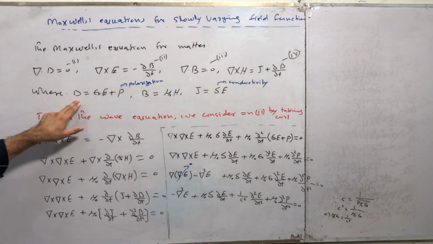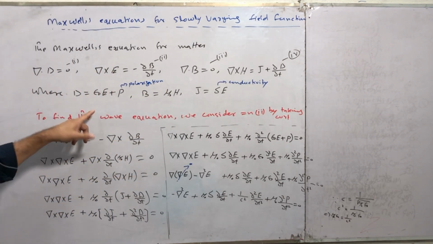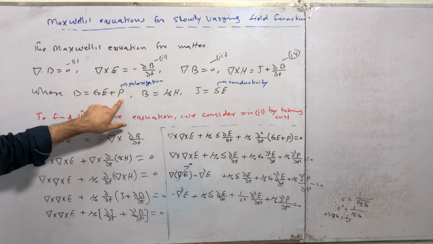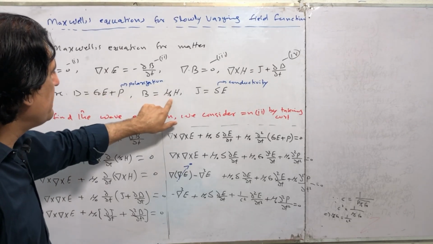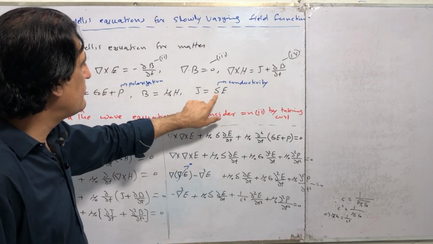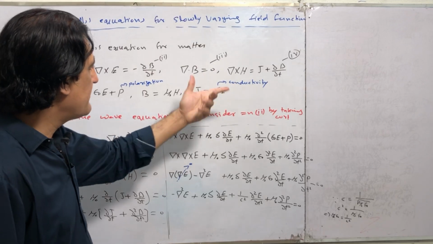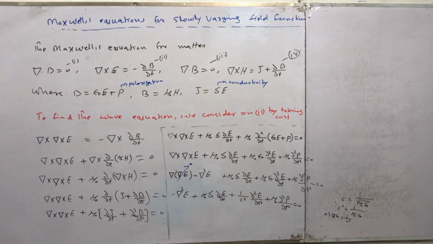And further, D, we know this is the displacement vector, is epsilon E plus P, the polarization. B is equal to mu naught H, and J is equal to sigma E, where sigma is the conductivity.